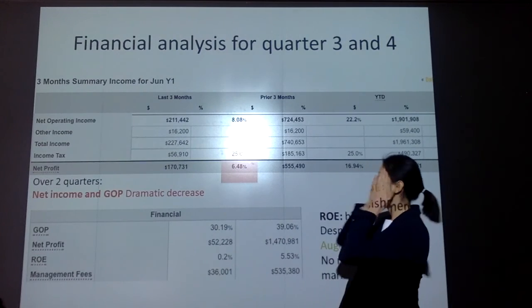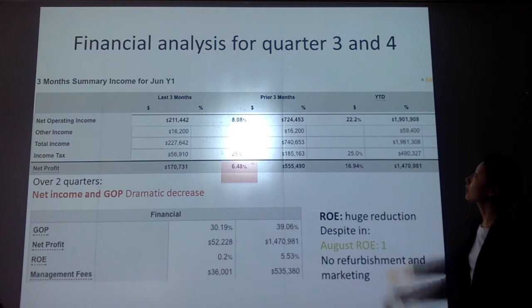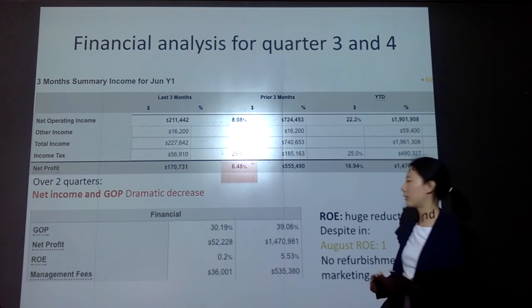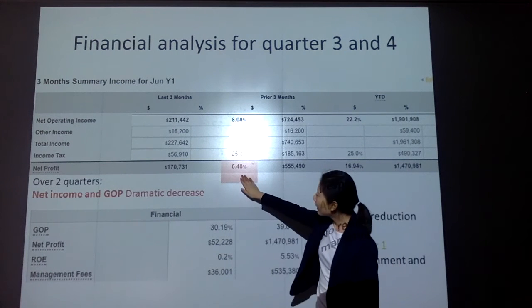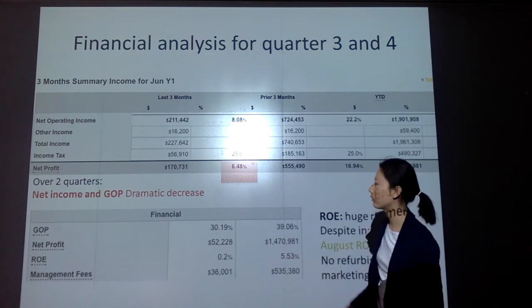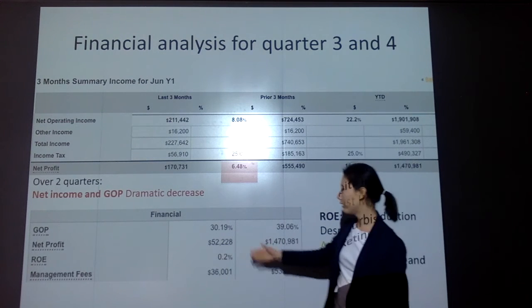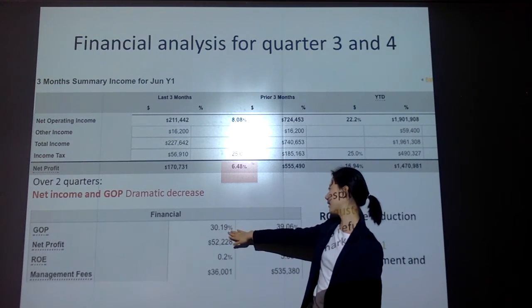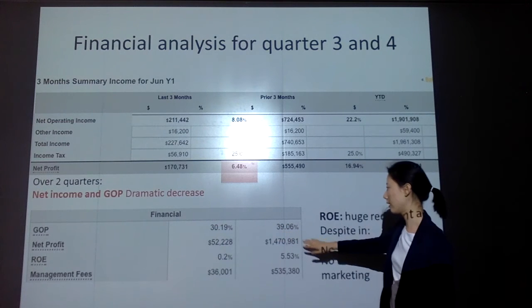Here you see the financial analysis for both Q3 and Q4, as well as the end of the year. And sadly, our net profit has gone down to 6%. It was at the beginning over 10%. But we had a good GOP. You can see here it's 3%. It's still above average, which is good news.